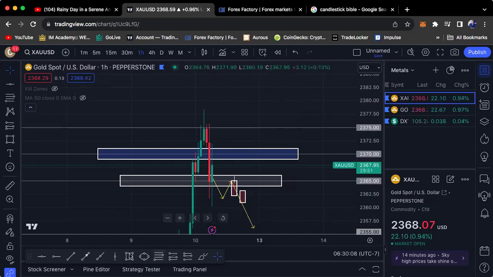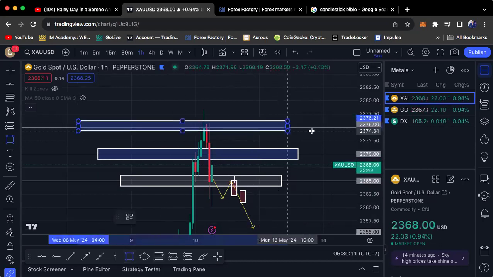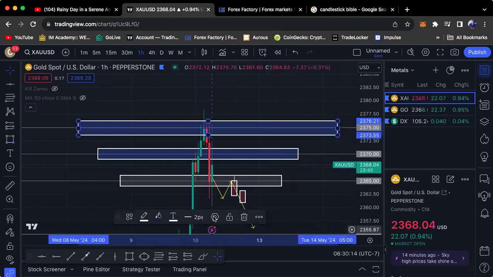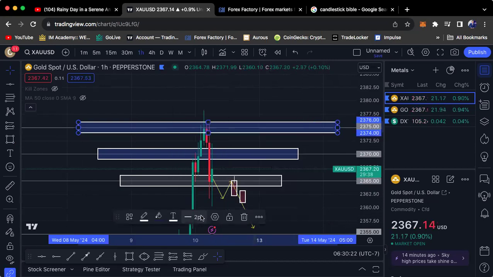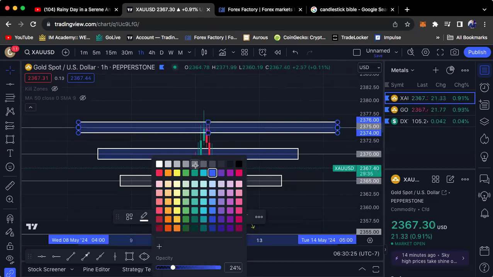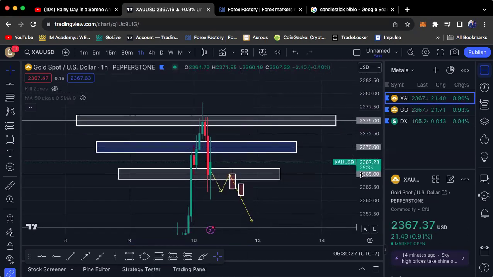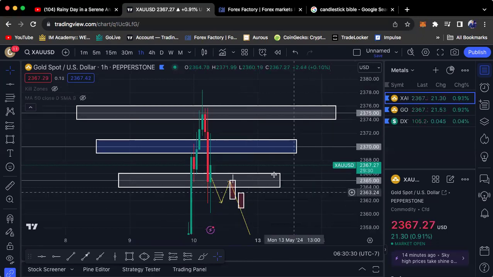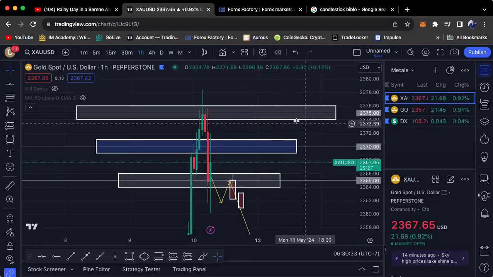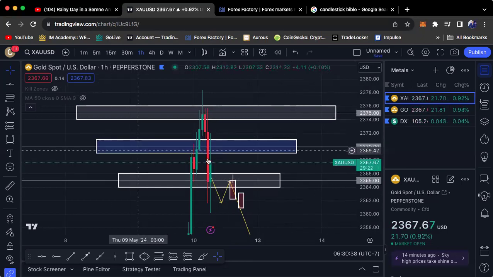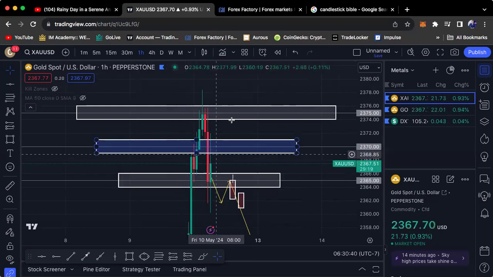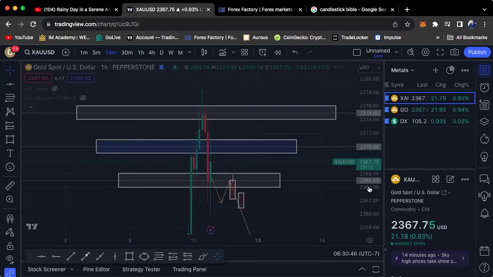2375. So I'm gonna draw here. 2375, 2376, 2374. There you go. Color it gray. This is my hourly zone. All right, so I have my outer zones, which are 100 pips away from each other. And then I have my internal zone, which is 50 pips.